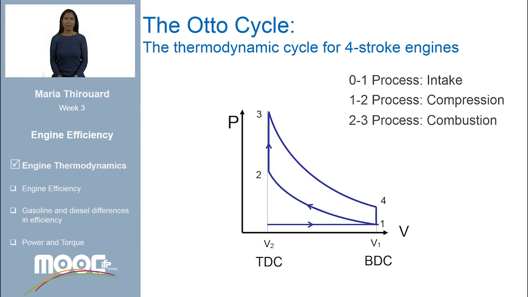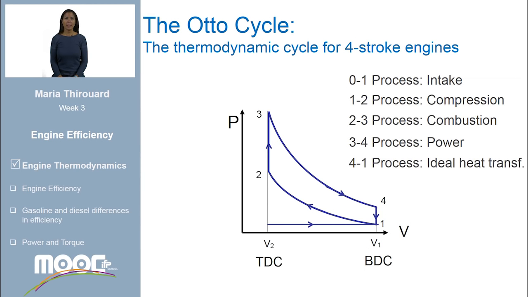Process 2 to 3 is a constant volume heat transfer to the working gas from an external source while the piston is at top dead center. This process is in fact the instantaneous combustion of the fuel. Process 3 to 4 is an isentropic expansion which together with the combustion process corresponds to the power stroke.